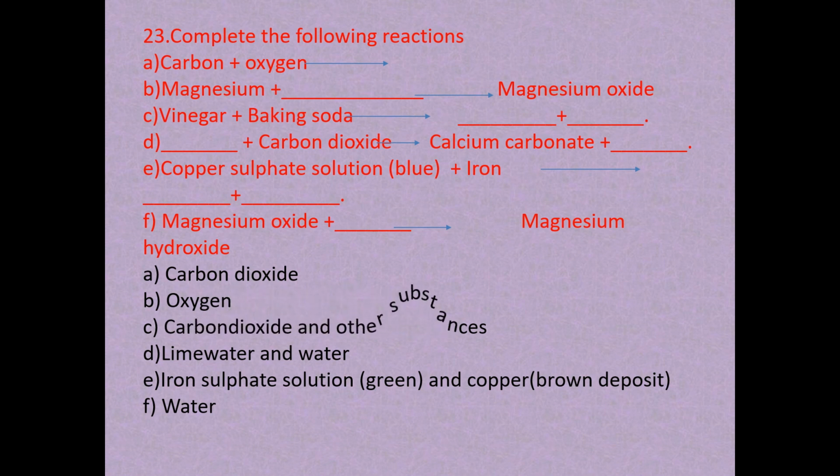Next one, dash plus carbon dioxide gives calcium carbonate plus dash. So the answer is lime water plus carbon dioxide gives calcium carbonate plus water. Next question, copper sulfate solution, blue, plus iron gives dash plus dash. That is iron sulfate solution, which is green in color, and copper, which forms as a brown deposit. Magnesium oxide plus dash gives magnesium hydroxide. Magnesium oxide plus water gives magnesium hydroxide.